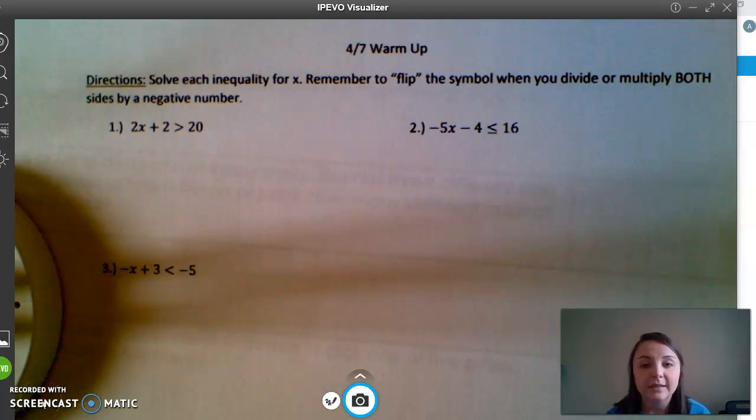Hey guys, so this is your warm up for 4-7. If you are at home, you need to pause and copy these down, solve them, and then take a picture and upload it to the zip drive. It'd be really great if you could save it as 4-7 warm up. If you are on internet, then you need to go over to assessments and do these problems. Okay, so I'm going to give everybody a second to go ahead and do that.